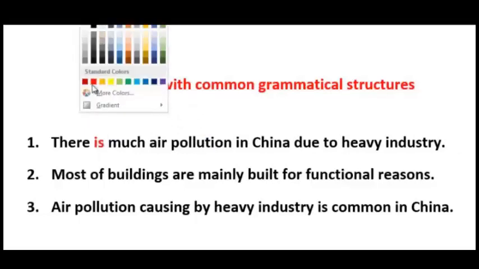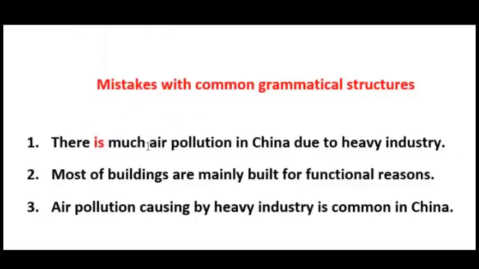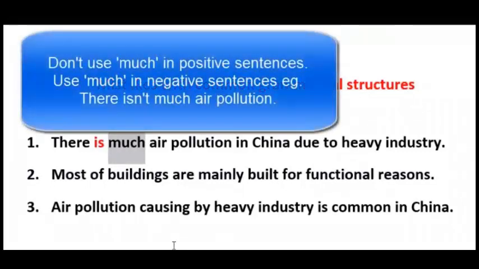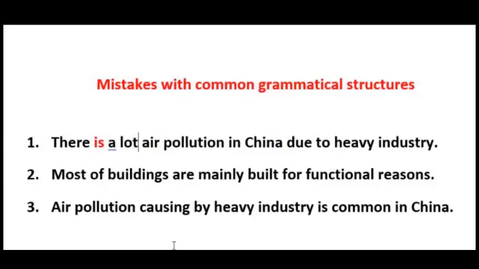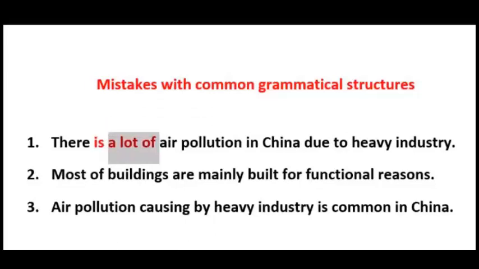Now there's another small problem with this sentence as well. This word here, much. If we look at the grammar of this sentence, we can see that it's positive. However, we shouldn't use much in a positive sentence. We can only use it in negative sentences. For example, there isn't much air pollution. What we have to do is replace it with a lot of air pollution. So now the sentence should read, there is a lot of air pollution in China due to heavy industry.